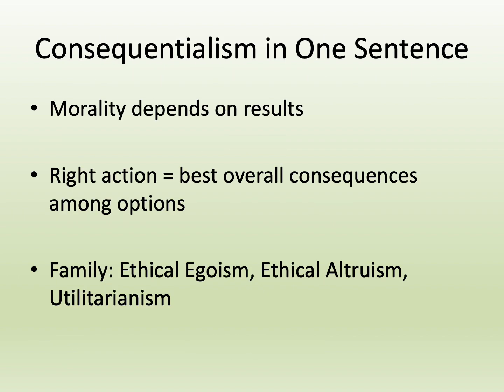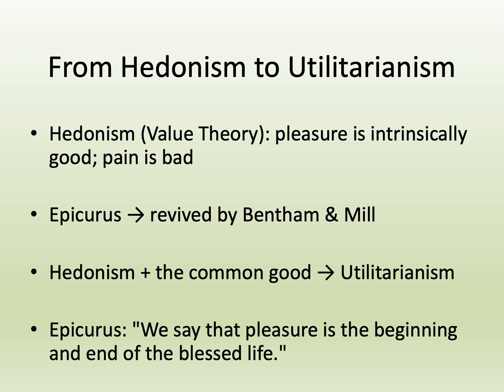So what is consequentialism? Consequentialism is a family of ethical theories that say that the morality of actions depends on the results or consequences of the actions. The morally correct choice is the option with the best overall consequences. This family of ethical theories includes theories like egoism, altruism, and utilitarianism. Utilitarianism is the most influential and widely studied version of consequentialism, and that is the version that will be our focus. So, as we learned earlier, utilitarianism actually came from hedonism.